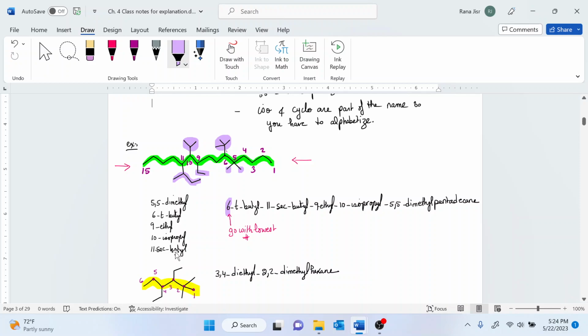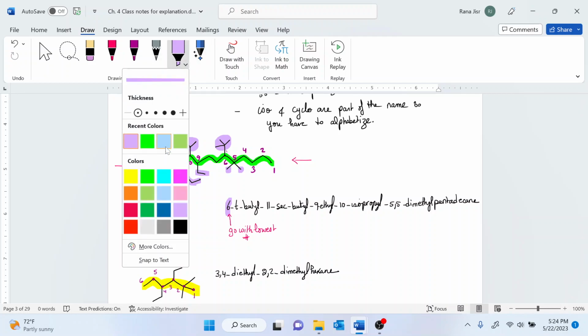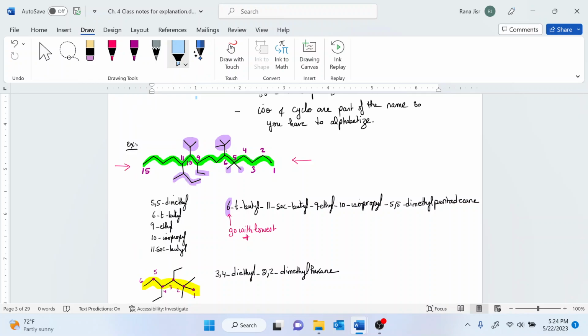And now we need to arrange them in alphabetical order. With the prefixes di, tri, tetra, you ignore. So you do not alphabetize the D and the di. You look at the M and alphabetize the M. So the ones that we need to alphabetize here, I'm just going to highlight them. So we need to alphabetize the M, the B, the E, the I, and the B. We skip the tertiary, we skip the secondary, and we skip the D and the di.